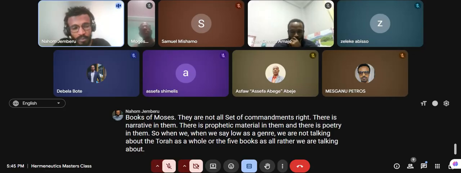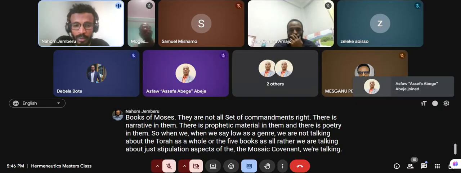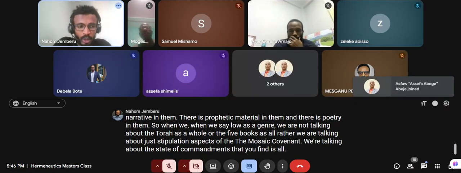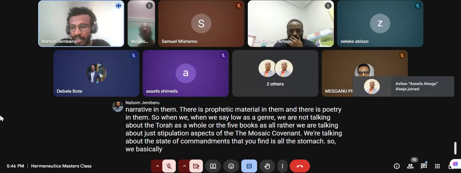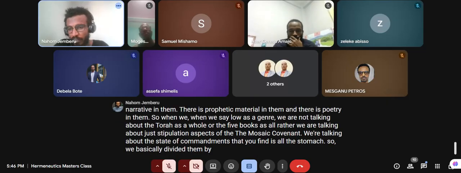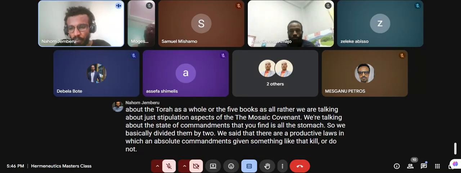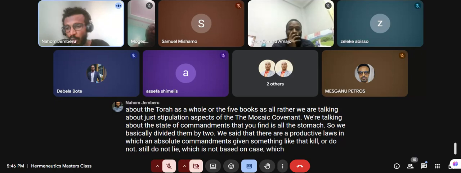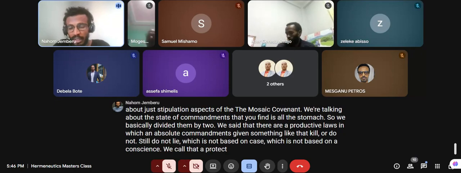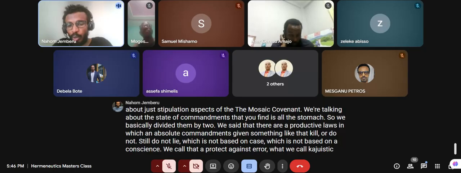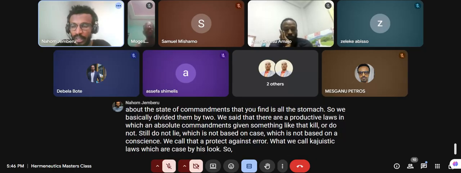Rather, we are talking about the stipulation aspects of the Mosaic covenant. We're talking about the set of commandments that you find in the Old Testament. So we basically divided them in two. We said that there are apodictic laws in which an absolute commandment is given, something like do not kill or do not steal, do not lie, which is not based on a case. We call that apodictic, and there are what we call casuistic laws, which are case by case laws. So they don't apply in every case.